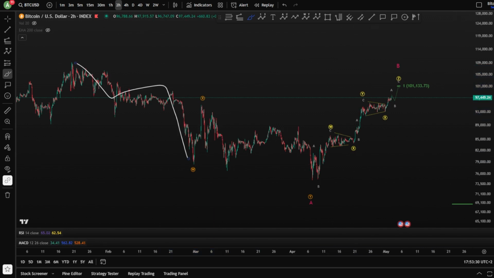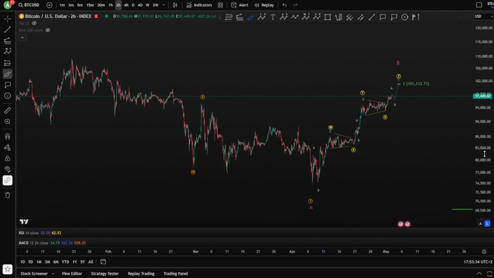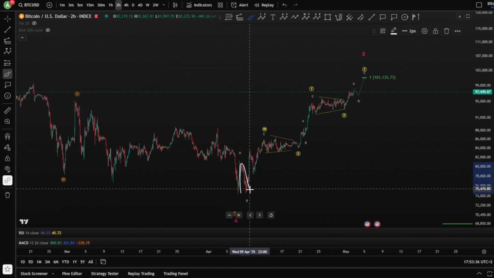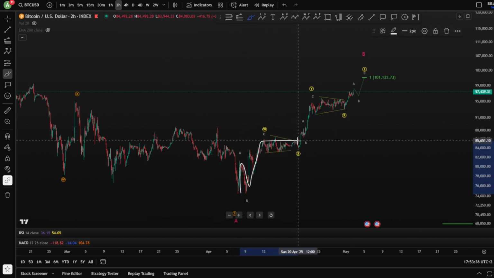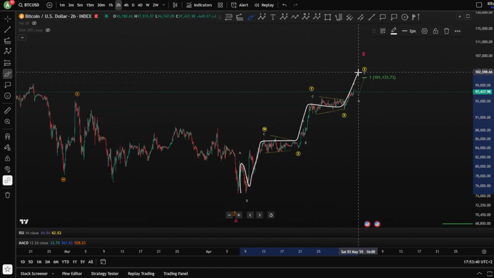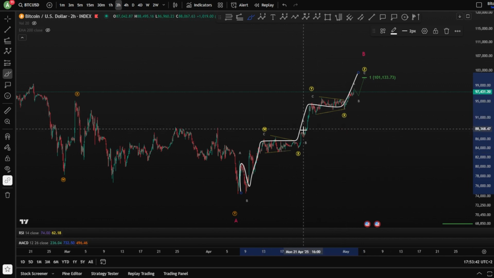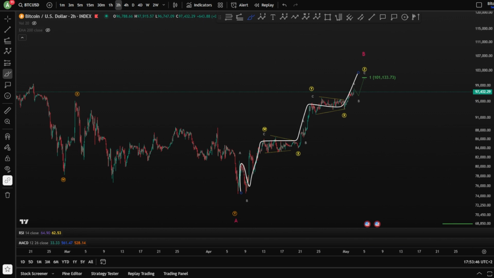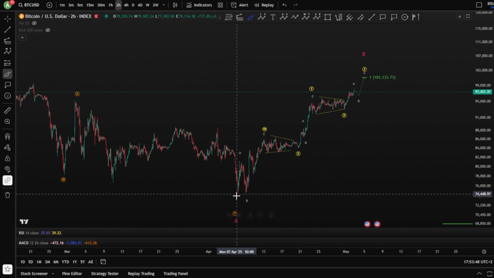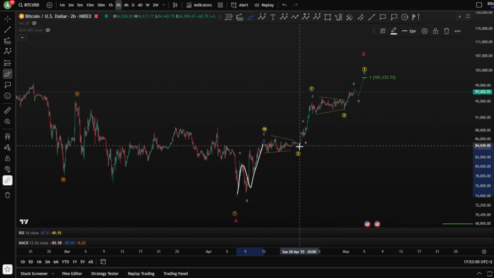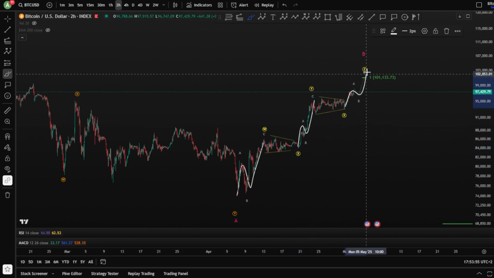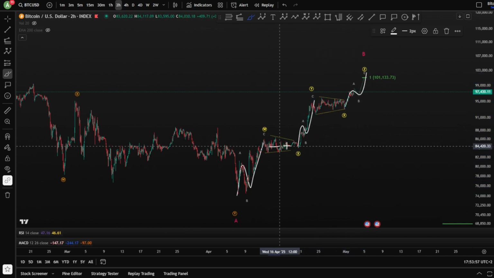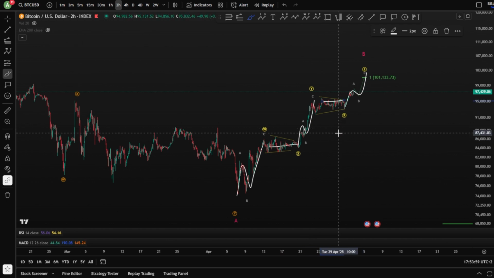But in this structure here, you cannot find a W, X, and a Y, because if you give a W here, this is your X, and this might be your wave Y. Look at the wave Y, how big it is in comparison with the W. And that means, of course, there is a much higher potential to be a W, X, Y, X, and a Z, rather than a WXY.